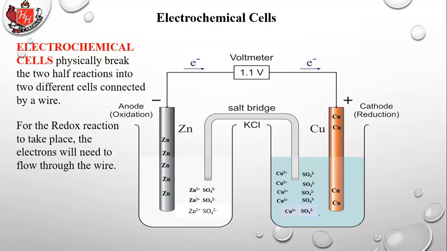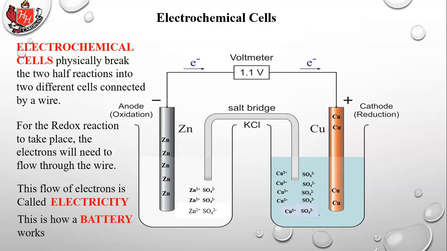So you see that if zinc is going to be oxidized, so that's oxidation on the left, the zinc is going to give up the electrons. For them to get over to the copper, they have to flow through that wire up above, and that voltmeter tells how much voltage, which is a measure of electricity. So this flow of electrons is called electricity, and this is how a battery works. So we won't say any more about this right now. We'll get into that in the next lesson.